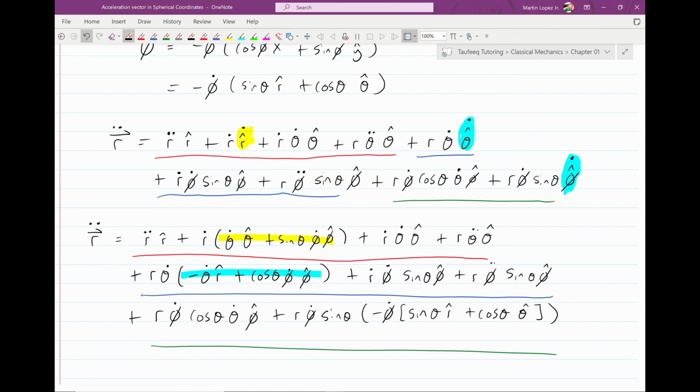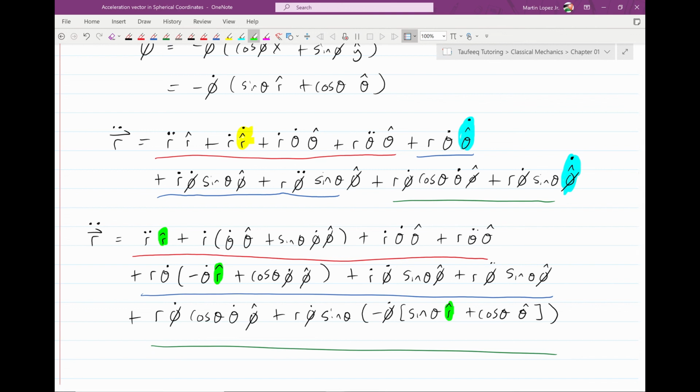Now what are we going to do? Now we are just going to group by, there's a lot of highlights here, so I'm actually going to erase this because I'm going to highlight the ones that we're going to factor. So we are going to group by unit vector. That's all we have left to group. So we have an r hat here, we have an r hat here, and we have an r hat here.